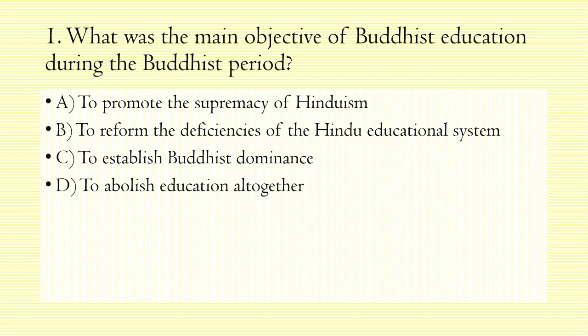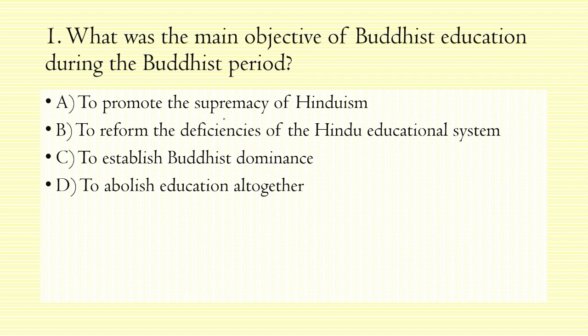First question: what was the main objective of Buddhist education during the Buddhist period? Keep in mind, the Buddhist period. A. To promote the supremacy of Hinduism. B. To reform the deficiency of the Hindu educational system. C. To establish Buddhist dominance. D. To abolish education altogether. So, what is the answer here?